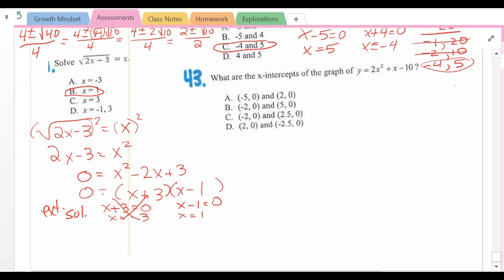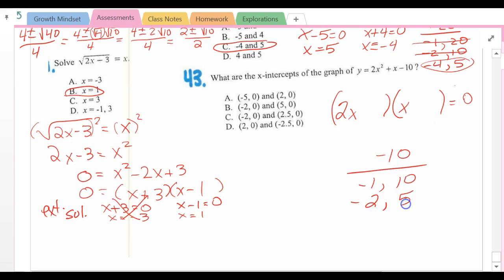All right, and 43 says, what are the x-intercepts of the graph y equals 2x squared plus x minus 10? Again, same concept we've been doing. We're going to factor, set equal to 0, and then solve. So 2x squared, so we've got 2x and x, and we're looking for factors of -10, so -1 and 10, -2 and 5, but this time it's going to matter where we put my -2 and 5 or -1 and 10 in these positions, because the cross products have to add up to be a +1.